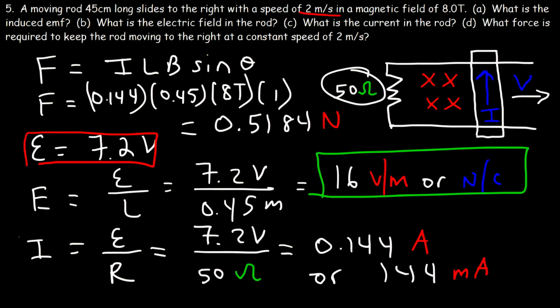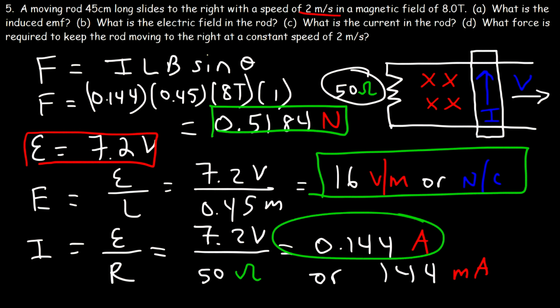Once it halves that speed, it's going to generate a current of 0.144 amps. Whenever you have a rod with that current in the presence of a magnetic field, this is going to be the magnetic force that's acting on the rod. And that magnetic force is equal to the force required to keep it moving at that speed. It just works out that way.